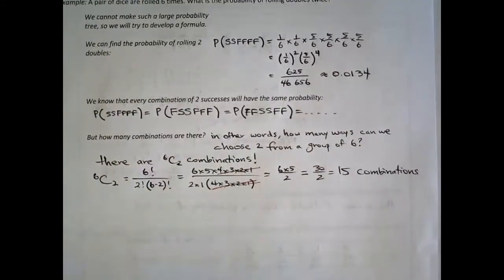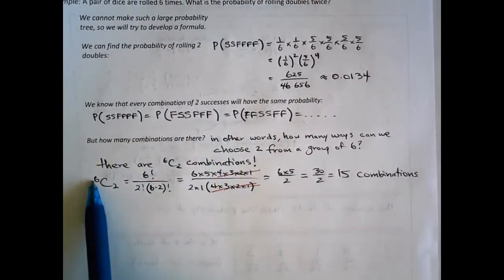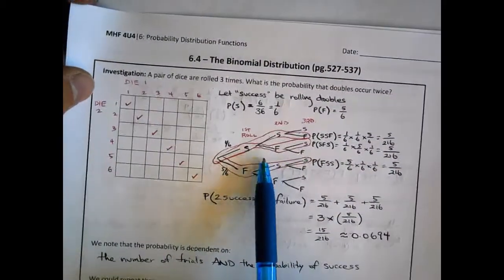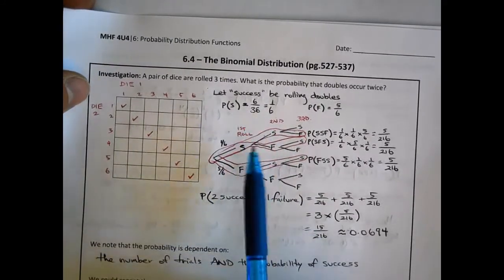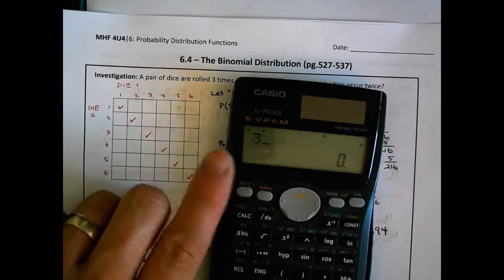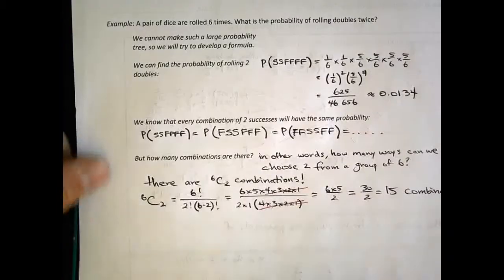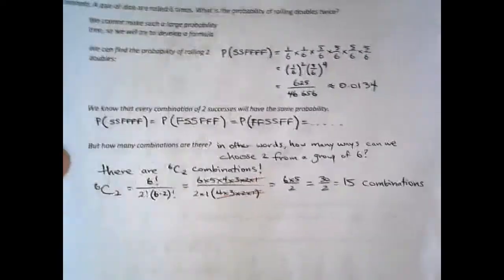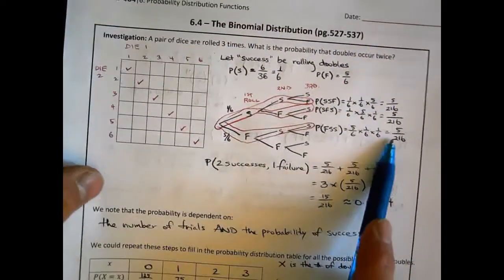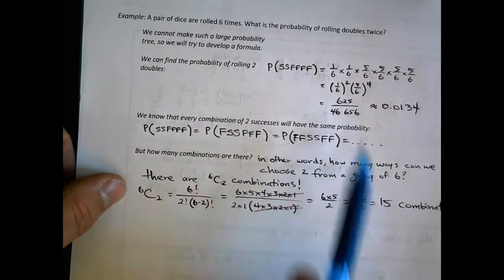So in other words, how many different branches are there? Well, I can figure it out using combinations. It's 6 trials, choose 2 successes. Last time, similar situation. I had 3 trials, choose 2 successes. Instead of drawing a tree and doing all this work, I could have just done 3 choose 2, and it would have told me there are 3 branches. So here I know that there are 15 combinations. So if you look at what I did last time, I figured out the probability of 1 branch, and then I multiplied it by that combination, 3. So in this case, I'm going to take my probability of 1 branch and multiply it by 15.